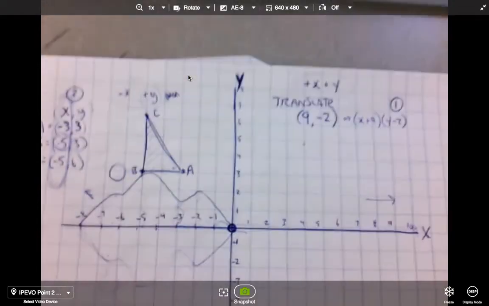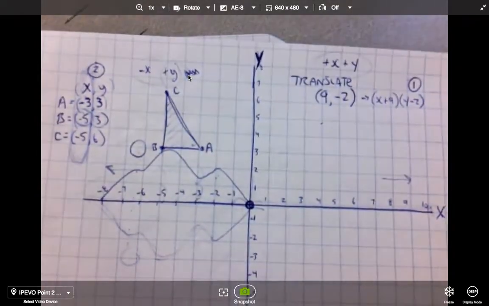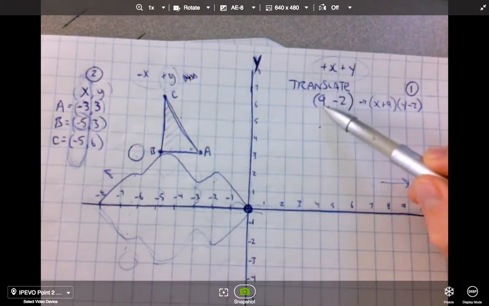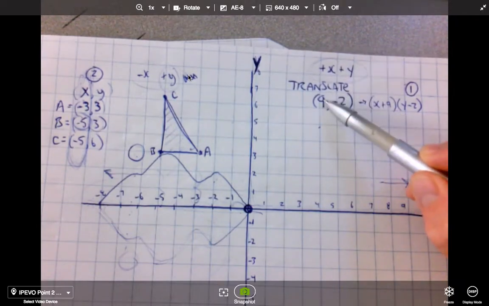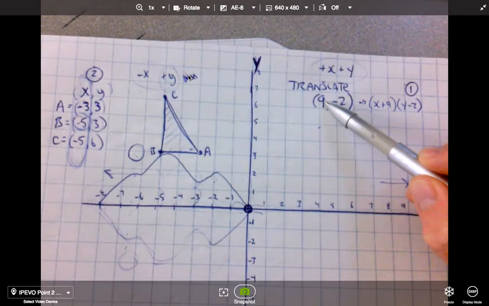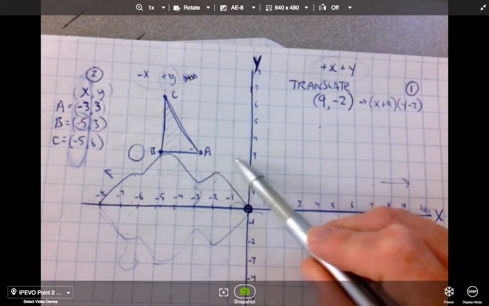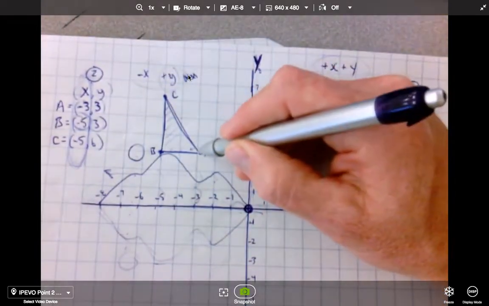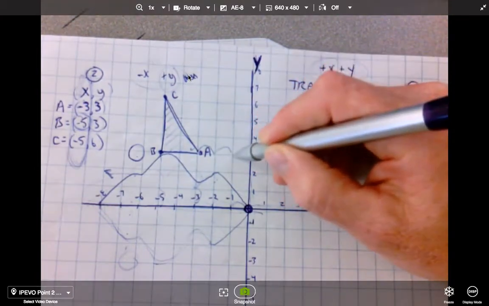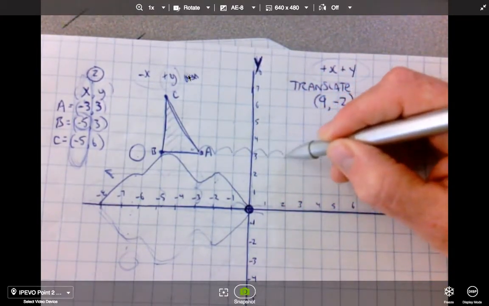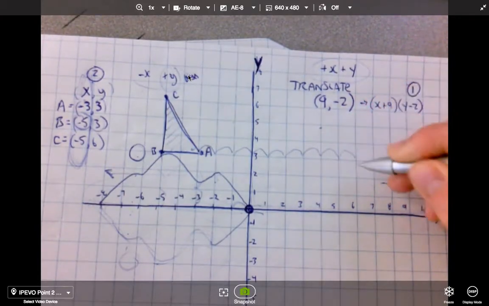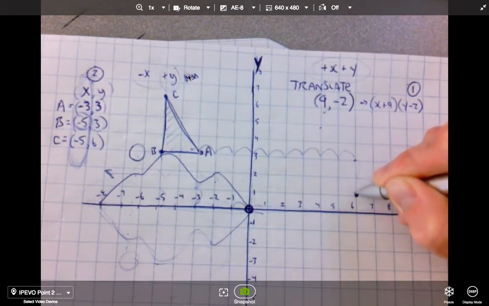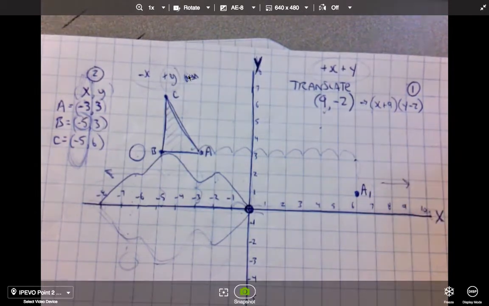Can you see that? I can go a lot closer like that. So 9 is the x-axis, so you're moving positive 9 along the x-axis. So I'm going to grab A and go 9 along the x-axis, and then I'm going to go down 2 along the y-axis. 1, 2, 3, 4, 5, 6, 7, 8, 9. And that gives me 9 there. And then I'm going to go 2 down, 1, 2. So I've already found my point A, my new point, so it's called A1.